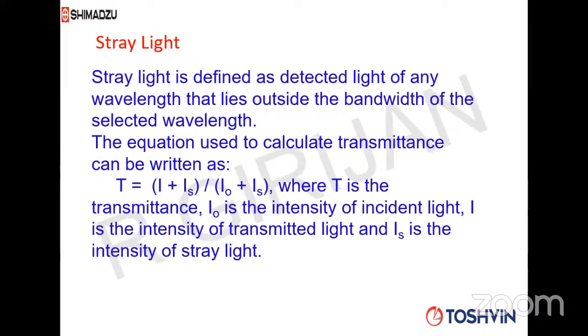You cannot design an equipment with 0 Straylight. That is not possible. But you can reduce the extent of Straylight in the system, in the equipment. So there are some high-end UVs. I will show you one or two equipments towards the last slide of my presentation. But the Straylight specifications are very, very stringent.